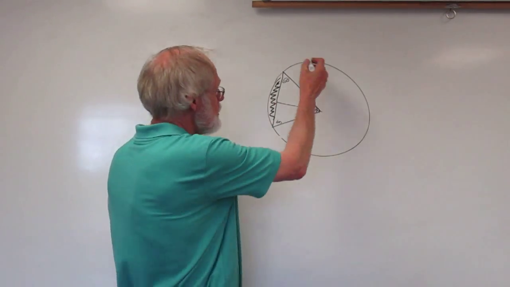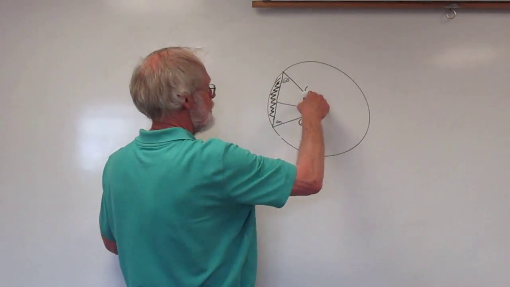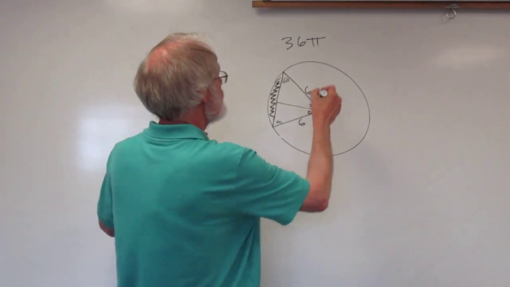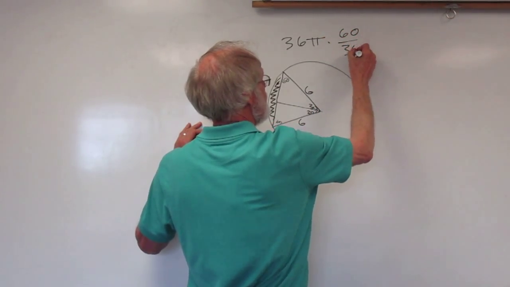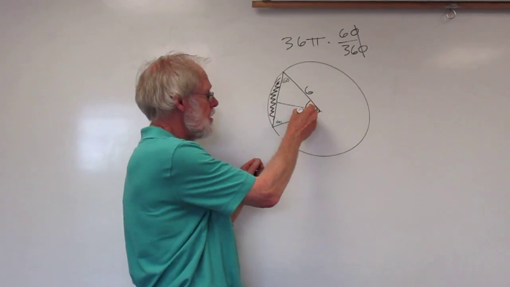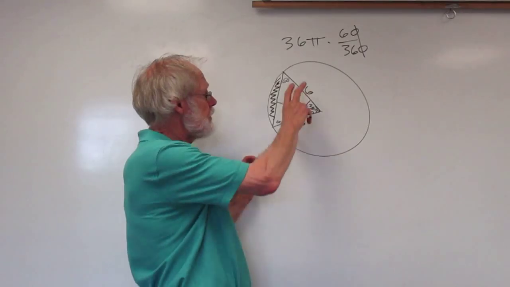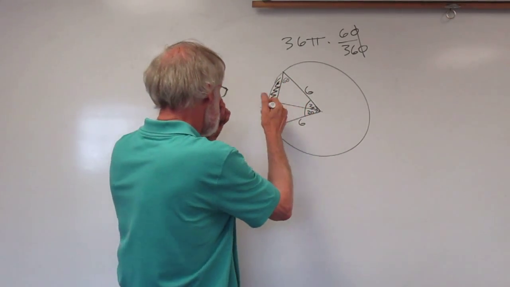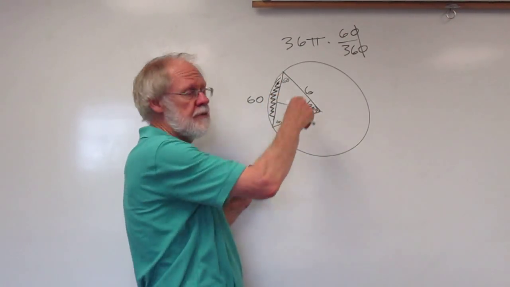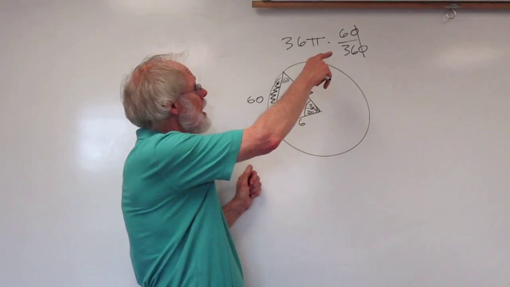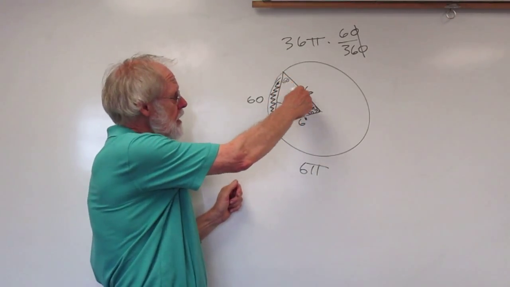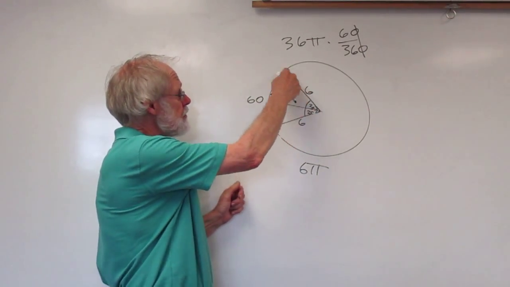The first thing we're going to do is find the area of the entire circle. That's 6 squared pi, or 36 pi. Now, I want 60/360ths of that, which is 1/6, because this angle here was 60 degrees. So the sector is 60 degrees, and therefore I want 1/6 of 36 pi, or 6 pi. That's the area of this entire sector right here.